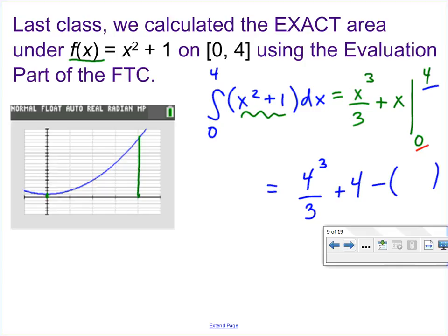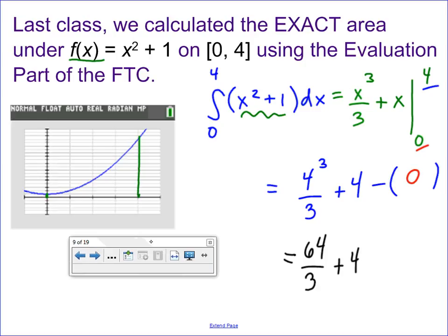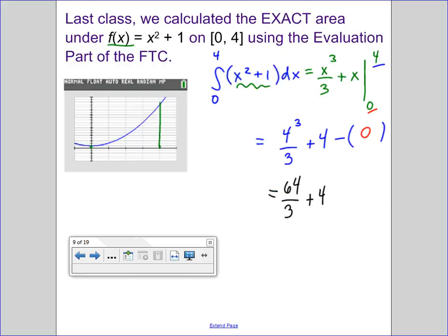0 cubed over 3 plus 0 is 0. And I'm getting 64 thirds plus 4, and 4 is 12 thirds. So I'm getting 76 thirds. Raise your hand if you got that. You guys get 76 thirds?